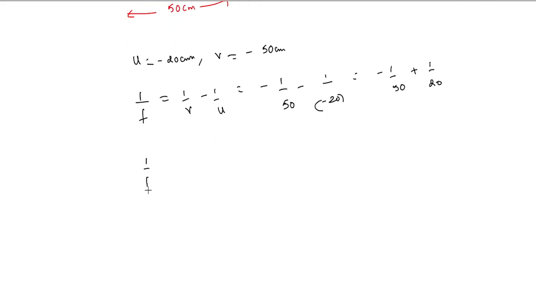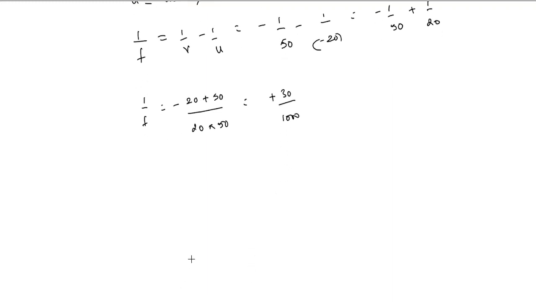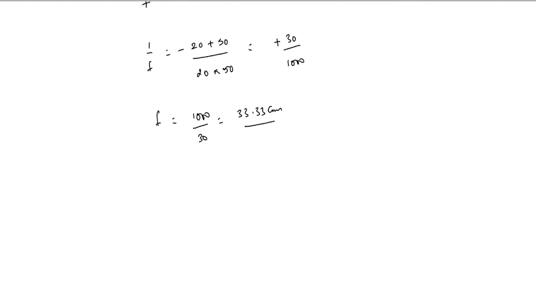It implies 1 by f is equal to (minus 20 plus 50) by (20 into 50), that is equal to plus 30 by 1000. So the focal length from here would be equal to 1000 by 30, that will be 33.33 centimeter. Keep in mind that u and v are in centimeter. So this is the required focal length.